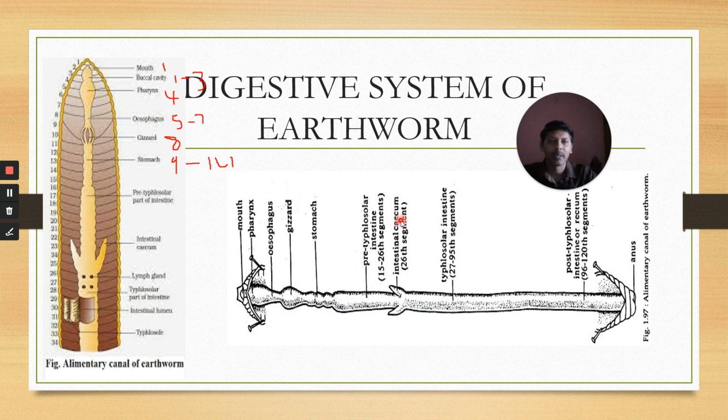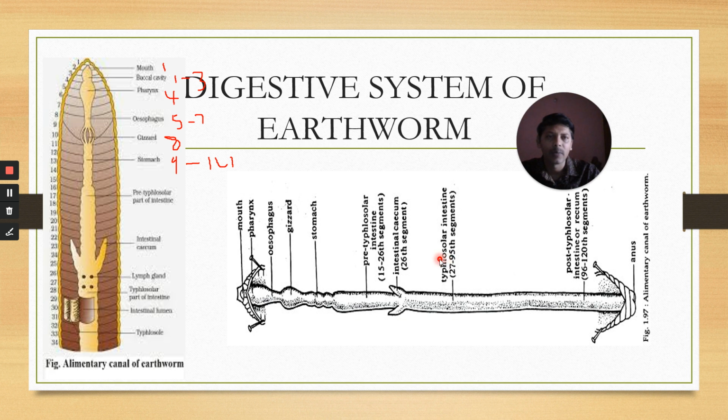Like in Andhra Pradesh, earlier there was the Telangana region, Rayalaseema, coastal region. Like that, this intestine, based on the typhlosole, is divided into three regions: pre-typhlosolar region of intestine, typhlosolar region of intestine, and post-typhlosolar region of intestine. Okay, look at this diagram once again. Mouth, buccal cavity, pharynx, esophagus, gizzard, stomach, pre-typhlosolar region of intestine, and so on.